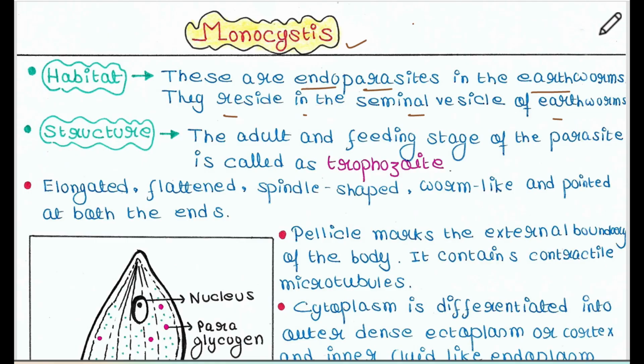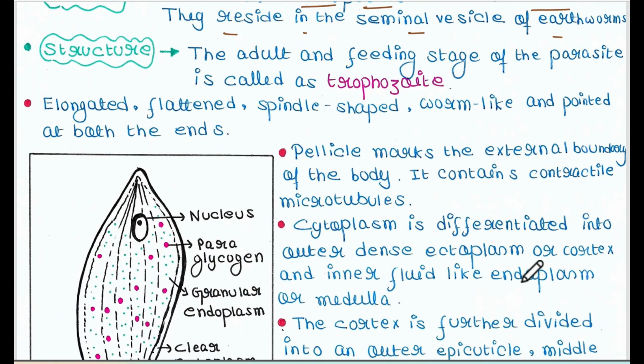Okay, now let's see its structure. So the adult and feeding stage of parasite is called as trophozoite. So this Monocystis has different forms. Trophozoite is the most important form, that is the adult form, and that is the mainly feeding stage of the parasite. Trophozoite is elongated, flattened, spindle shaped, worm-like and pointed at both the ends.